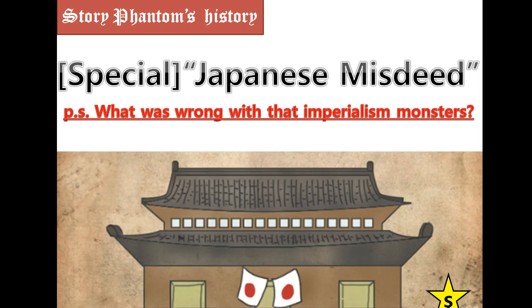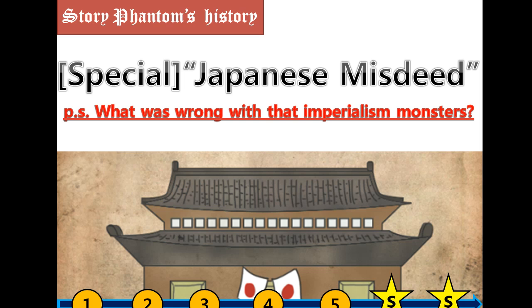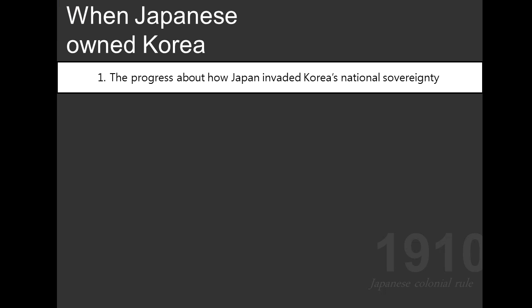For our period, it's about the special history time. The topic is about the Japanese misdeed. P.S. What was wrong with that imperialism monsters? There are a total of 7 videos about this Japanese misdeed, and this is the first one. When Japanese owned Korea. And this first video is about the progress of how Japan invaded Korea's national sovereignty.